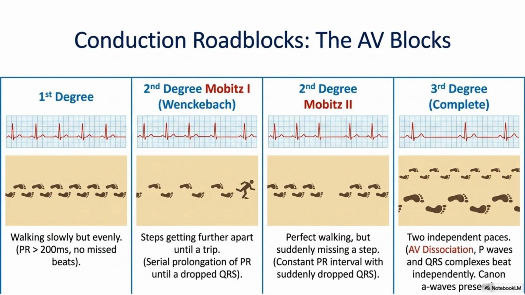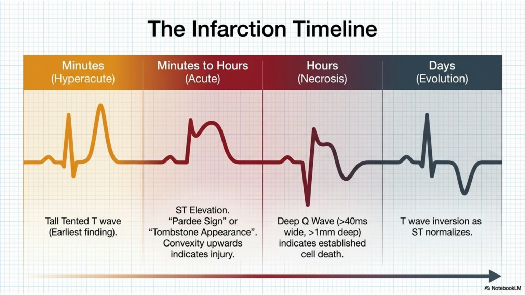Clinically, this produces cannon A waves in the neck vein. Time is myocardium. Minutes: the earliest finding is the tall-tented T wave. Minutes to hours, you see ST elevation, often called the Pardee sign or tombstone appearance, signifying active injury. Hours: the deep Q wave appears, indicating established cell death. Days: as the ST segment normalizes, the T wave inverts, marking the evolution of the infarct.